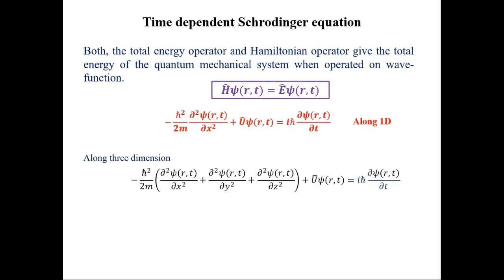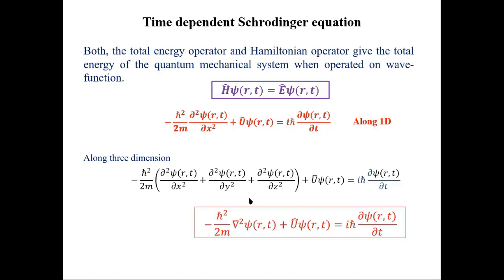And in three-dimensional system, this will be like that, or like this, where this is the Laplacian of the system. These equations, this and this, are known as time-dependent Schrödinger equation. So the method is very simple to remember: H psi equal to E psi, and then put the value of Hamiltonian operator and total energy operator.